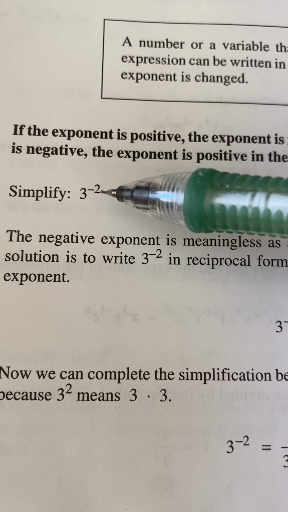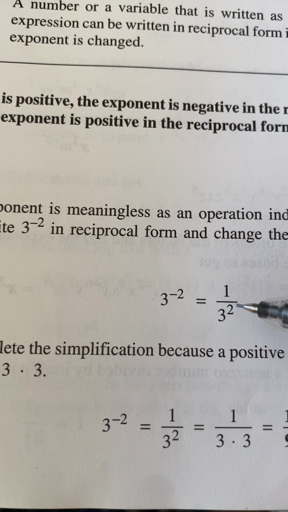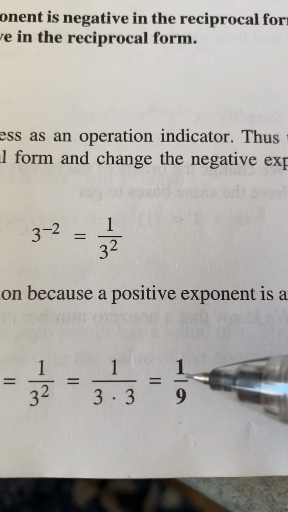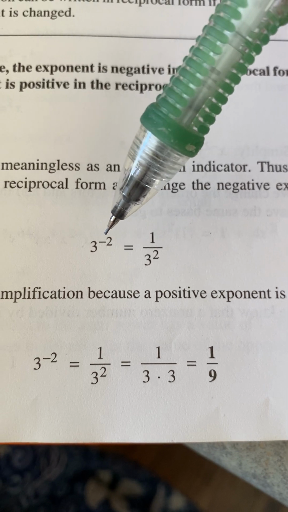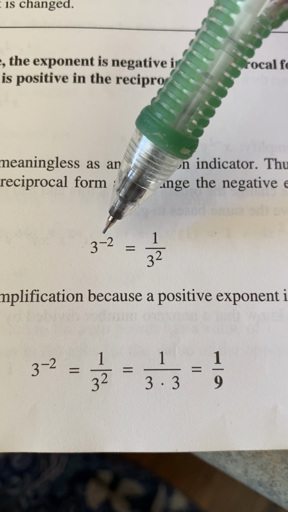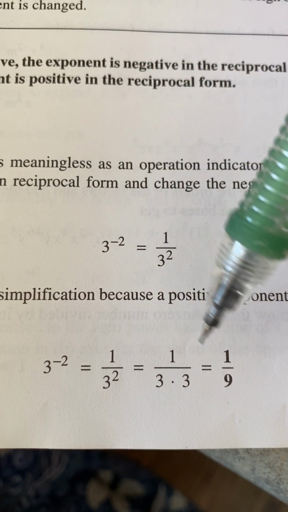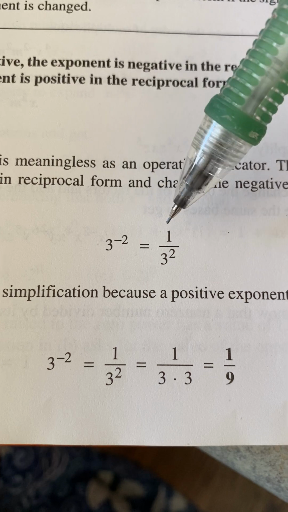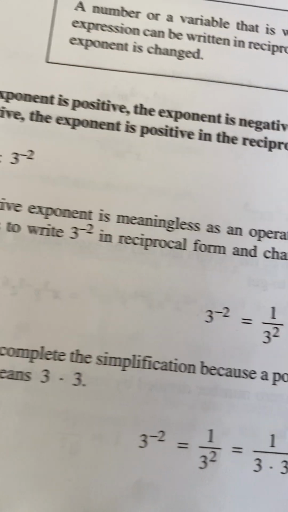3 to the negative 2 means 1 over 3 squared. And then now we can just do the math. 3 squared, 3 times 3 is 9. Our answer is 1/9. Now here's something that often gets confused. Some students want to make this a negative. Do you see how it's not a negative number? Because the negative exponent means reciprocal. It's the flip of the fraction.